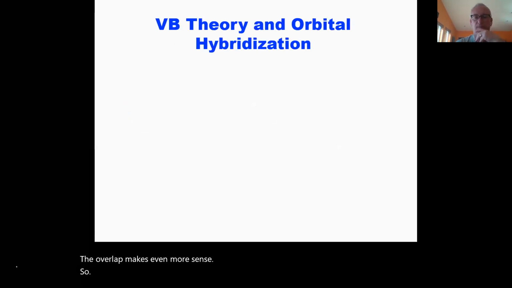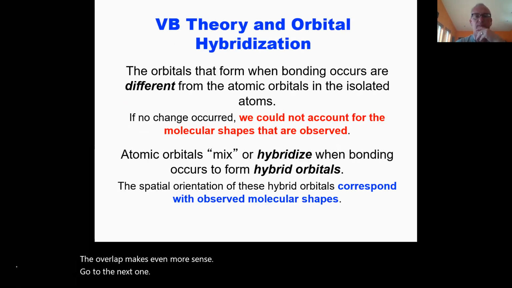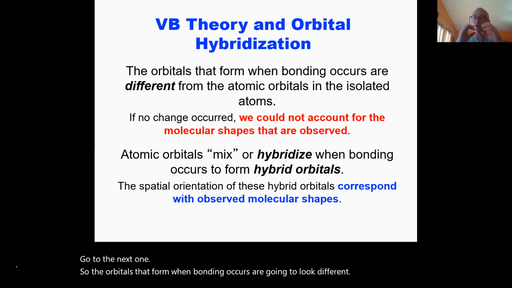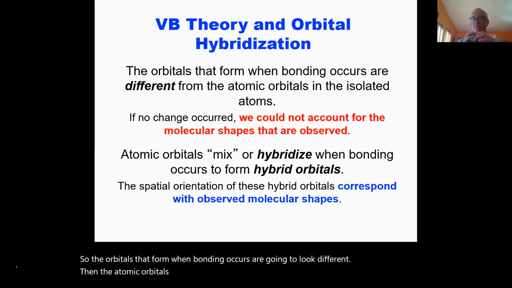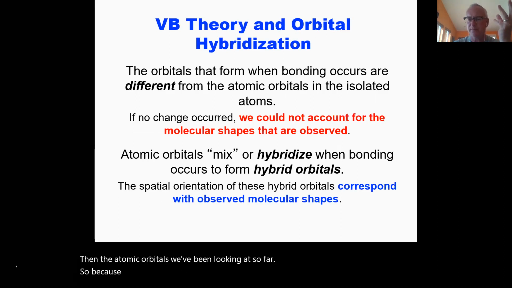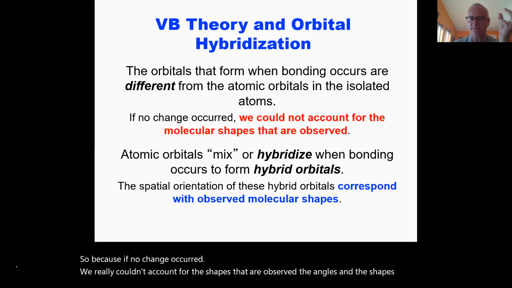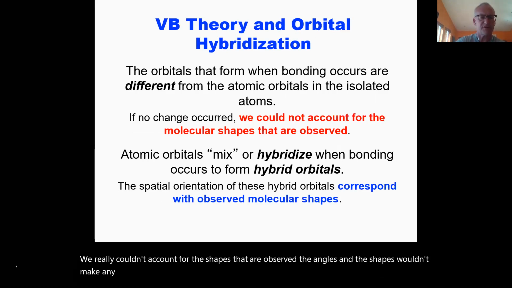So the orbitals that form when bonding occurs are going to look different than the atomic orbitals we've been looking at so far. Because if no change occurred, we really couldn't account for the shapes that are observed. The angles and the shapes wouldn't make any sense. So I'll sort of explain what I mean.